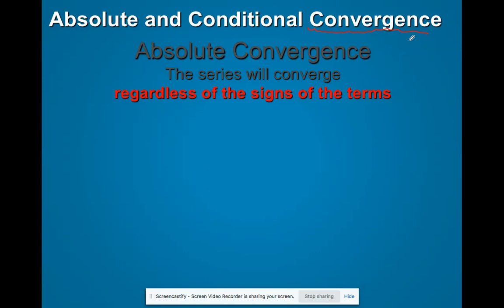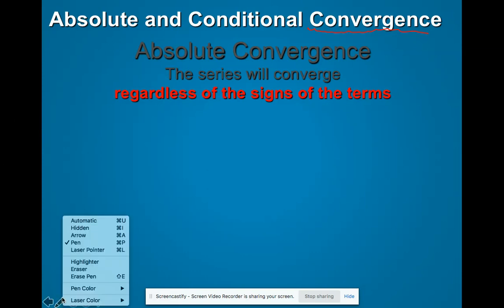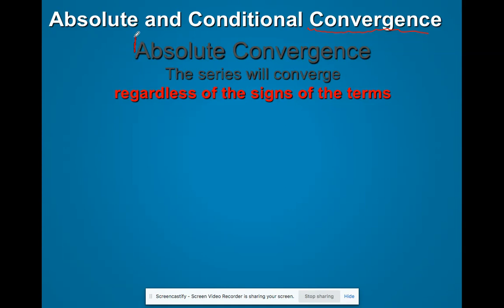So absolute convergence does have to do with absolute value. Absolute convergence means the series will converge regardless of the signs of the terms. Signs are all positive, signs alternate. Doesn't matter, you're going to converge either way.